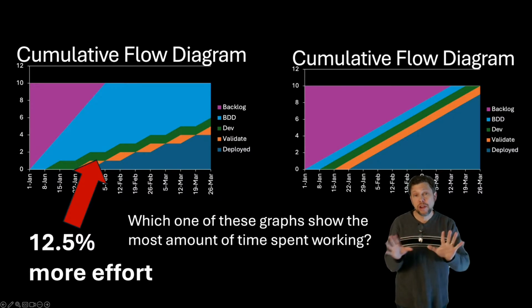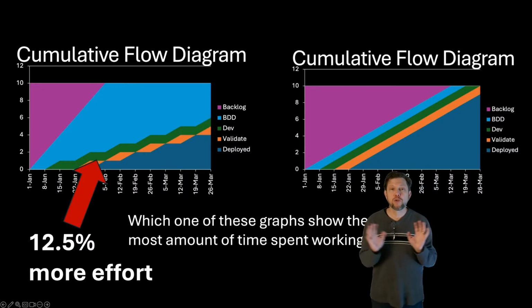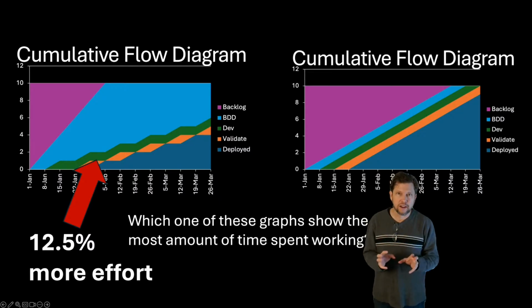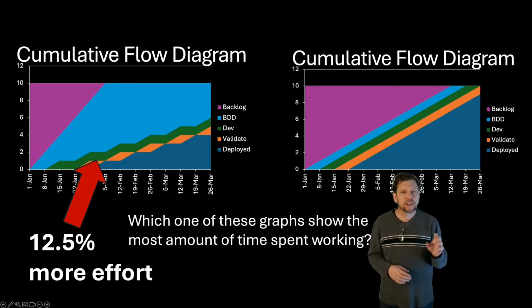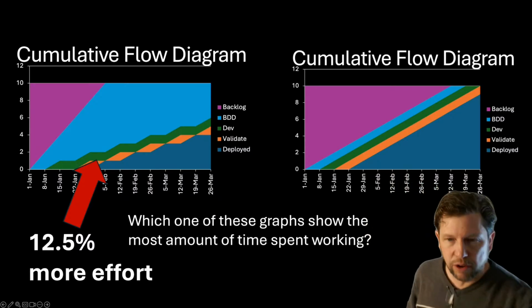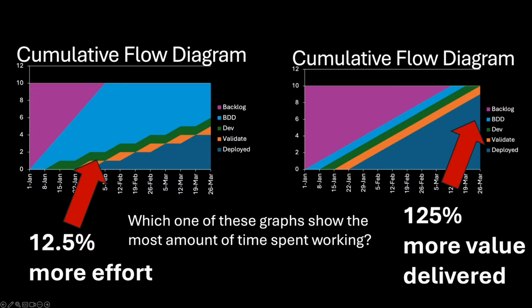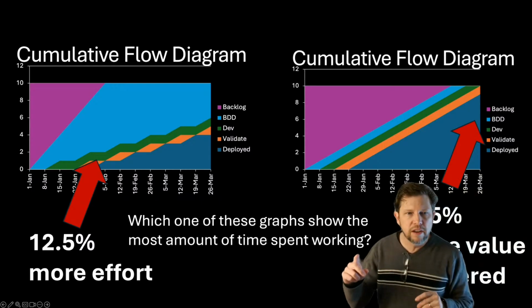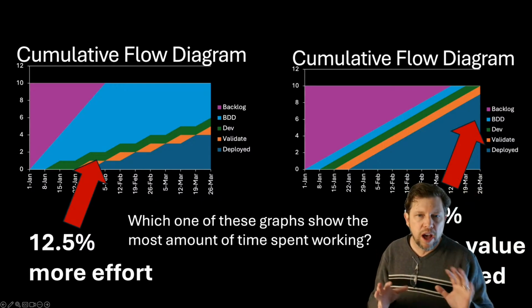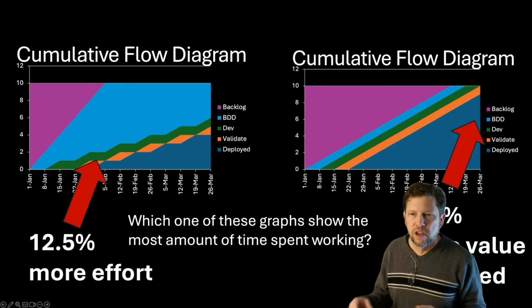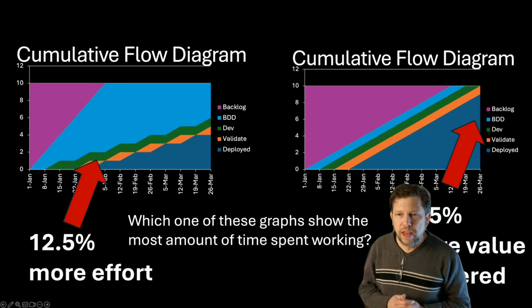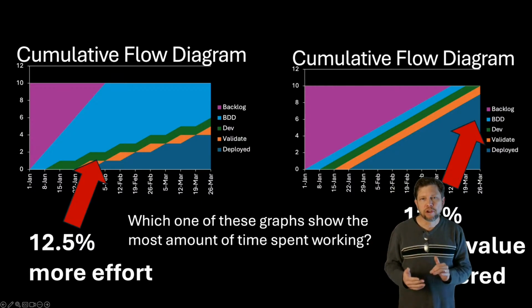And this is very interesting because it seems like we've actually increased the amount of work being done by 12.5% for the one on the left. However, we've actually reduced the amount of work we're delivering significantly, because over here, this one's producing 125% more value delivered. When we get to the end on the one where we're not having good flow, it looks like we've delivered 4 stories by the end of this time period. Whereas this other one, that is very, very smooth, we've delivered 9.